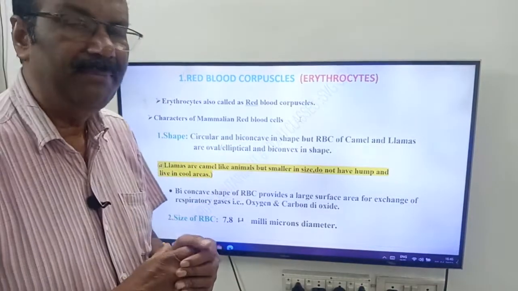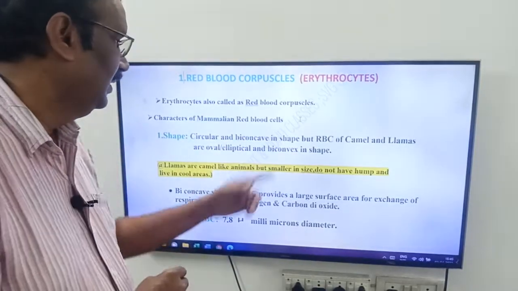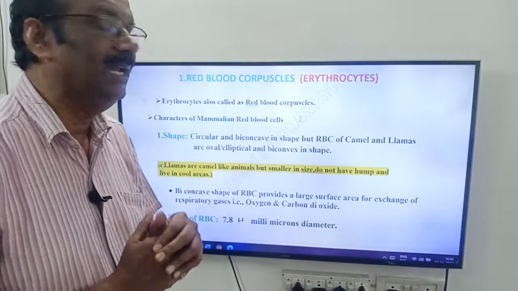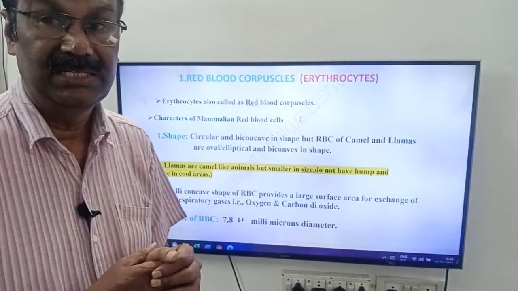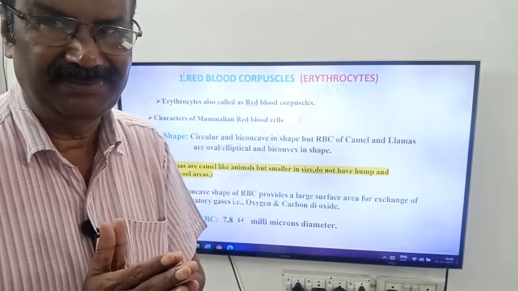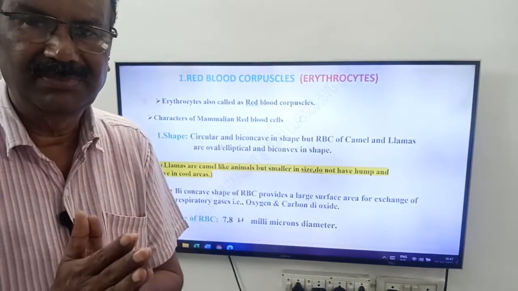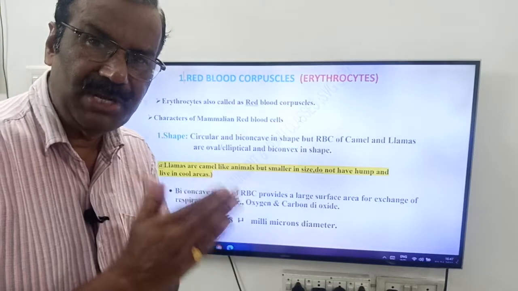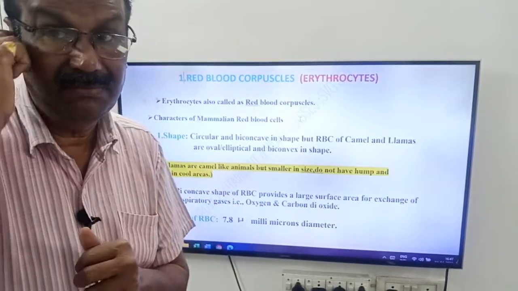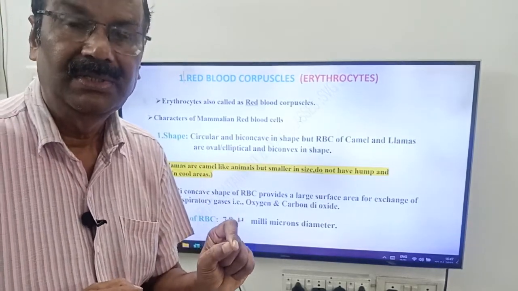Circular and biconcave. Mammalian red blood cells are circular and biconcave. But RBCs of camel and llamas are oval, elliptical and biconvex. See friends, mammalian red blood cells are biconcave in shape. Here you remember biconcave. Next you remember circular. What is the shape of the mammalian red blood cells? Biconcave or circular. But camel and llama, a type of camel friends.